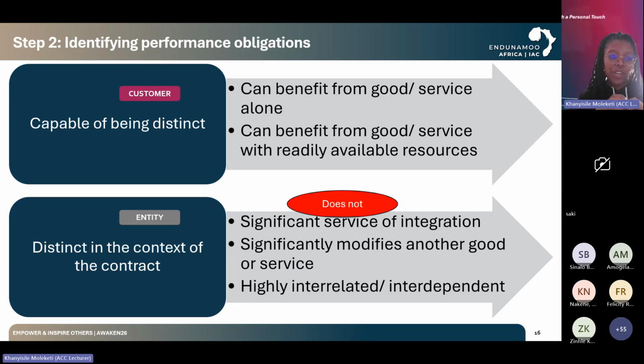Distinct in the context of the contract. For something to be distinct in the context of the contract, it means the entity does not provide a significant service of integration, modification, or high interrelatedness or interdependency. Distinct in the context of the contract, I think a lot of people fall off there.